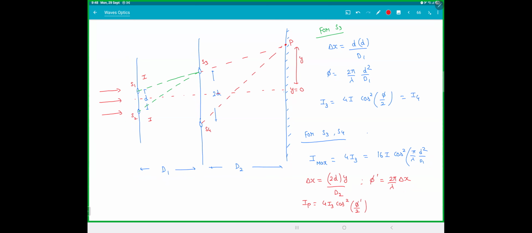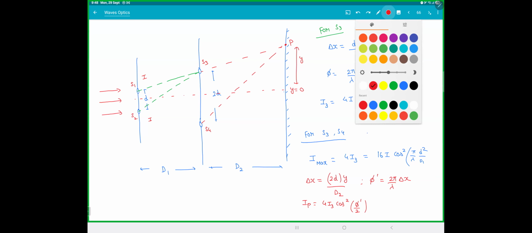Are you getting it? Basically, the first YDSE will only take care of intensity I3. Once you got that intensity I3, forget about S1 and S2. So now you have a new YDSE experiment where S3, S4 intensity is I3, and then you just do your regular YDSE again. Are you clear with this? And since luckily S3, S4 are symmetrical, your life becomes easy. If they're not symmetrical, then it's a little messy. You have to do it 2 times. Clear the steps?